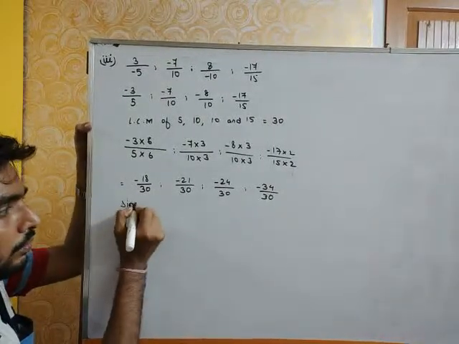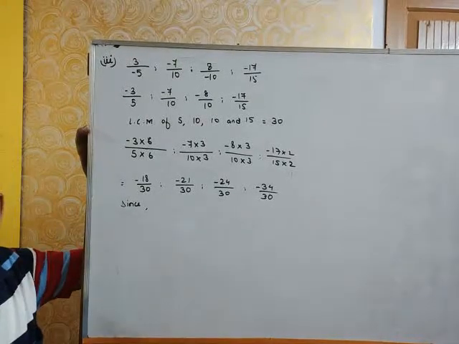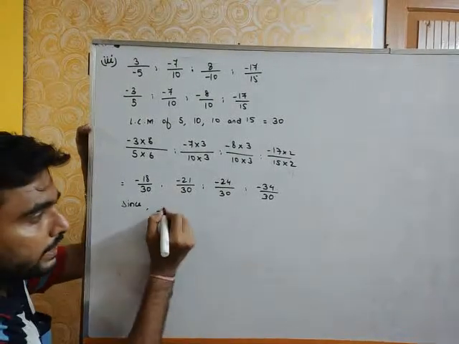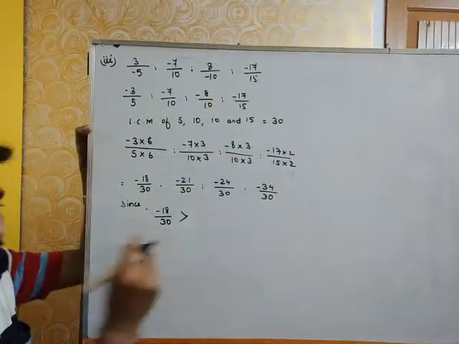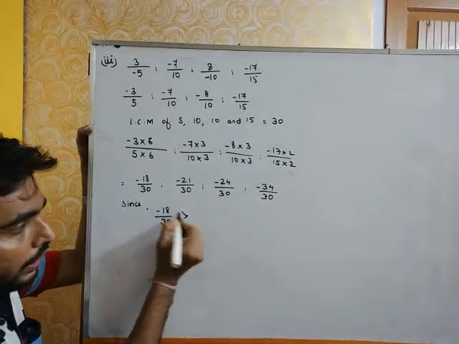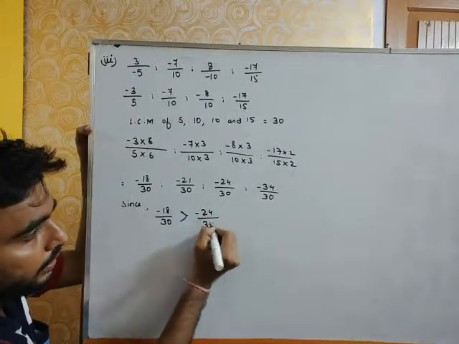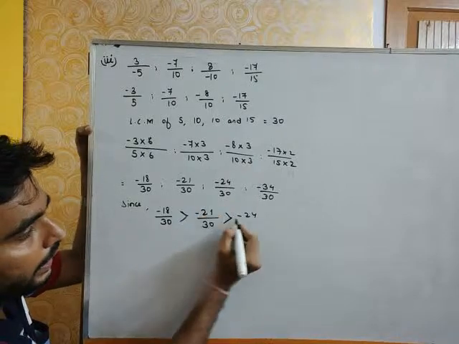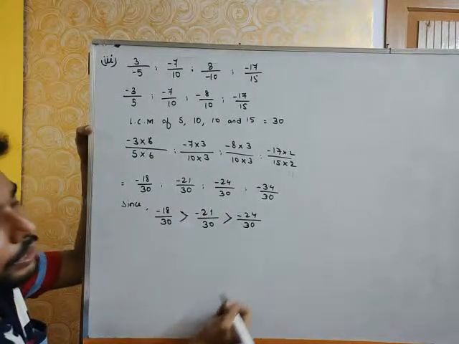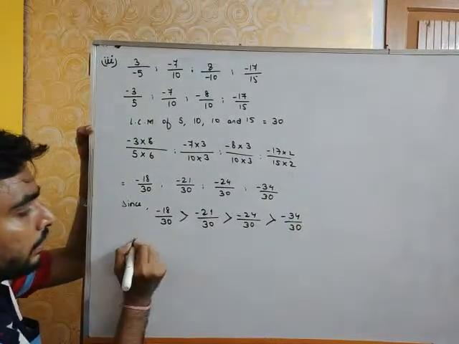Which is the greatest one? Among the negatives, the one with the smallest whole number is the greatest. So minus 18 by 30 will be the greatest. The bracket is open on the side of the greater one, so it is open this side. Next is minus 21 by 30. Sorry, then next is minus 24 by 30. And then next is minus 34 by 30.